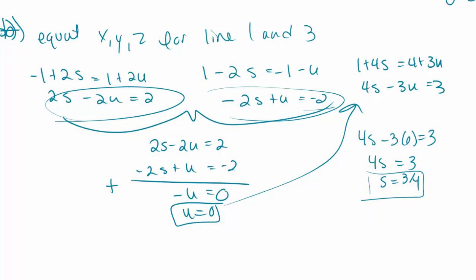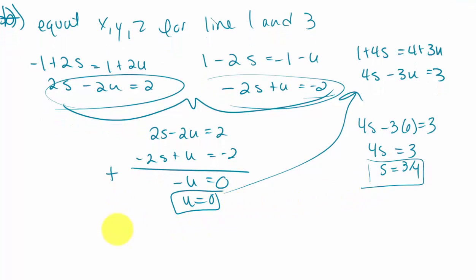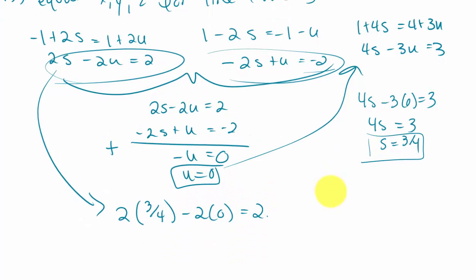We want to check to see that that's the same if we plug it into the other two components. So 2 times 3 over 4, so I'm plugging it in here with my check, minus 2 times 0 is equal to 2. So I end up getting 3 over 2 minus 0 is equal to 2. Well, those don't work. So it looks like that s value of 3/4 does not work when I plug it back into the x component. So what that means is that there is no simultaneous solution with the three equations.